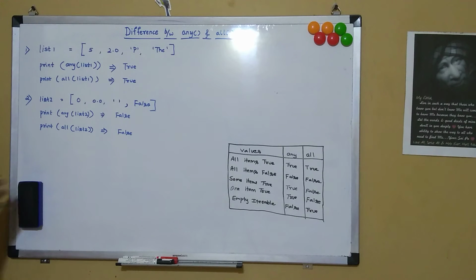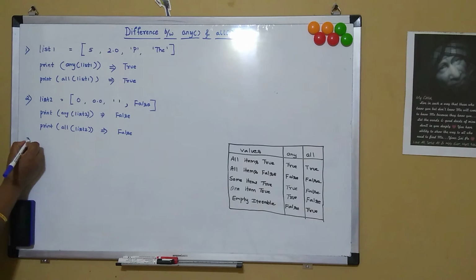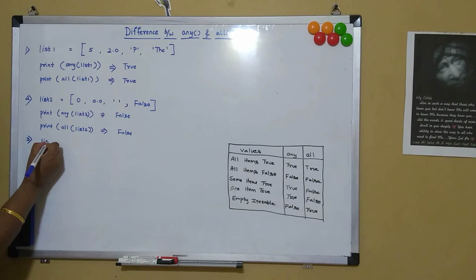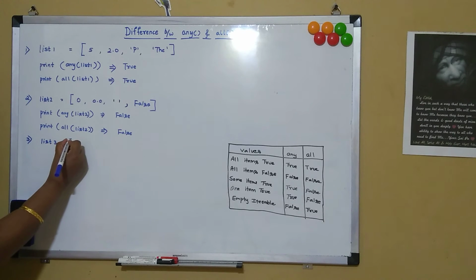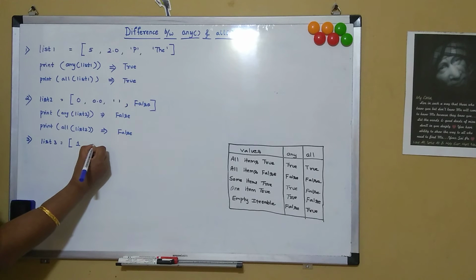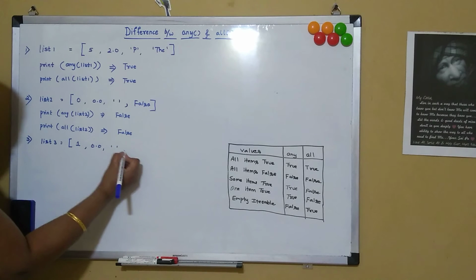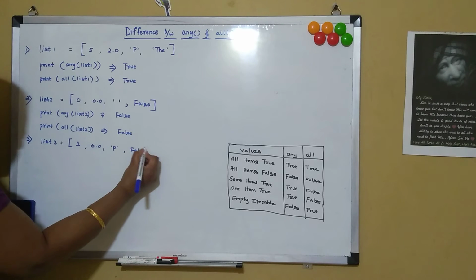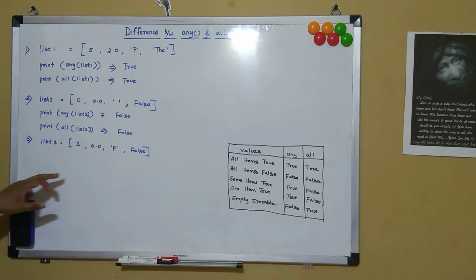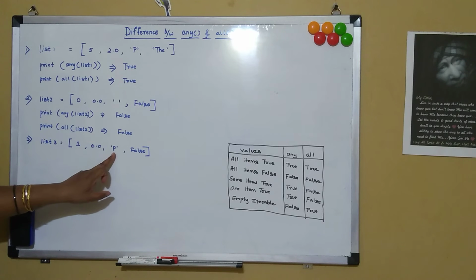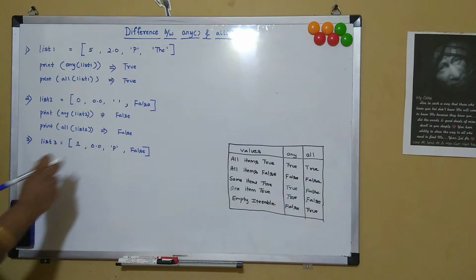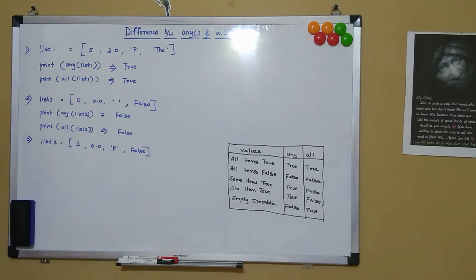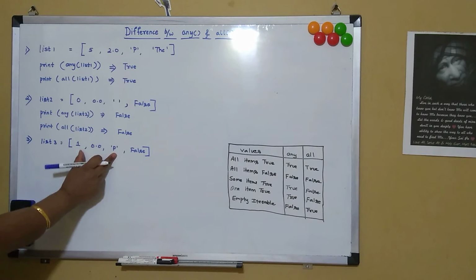Now let's go on to the third scenario where some items are true. So let me take my list3, 1, 0.0, P and then False. Here some items are true. 1 evaluates to true and character P evaluates to true. 0.0 evaluates to false and Boolean false is also evaluating to false. So some items are true.